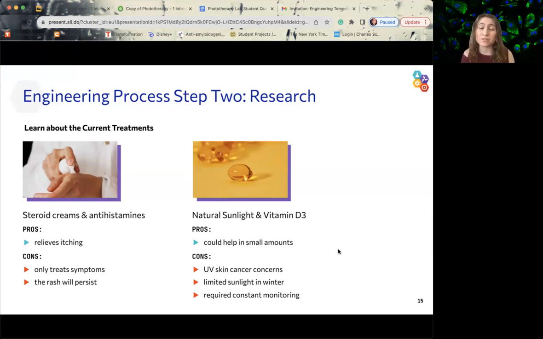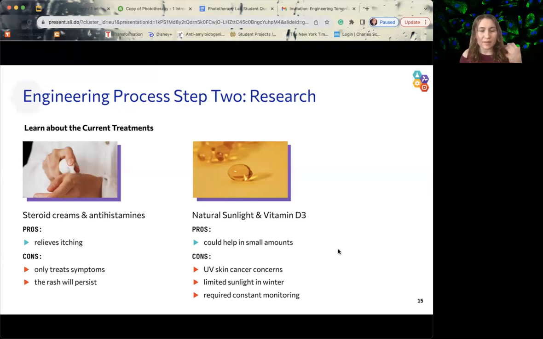Then you could get into natural sunlight and vitamin D3 as a potential option, which helps in small amounts, but there's quite a few cons associated with this. First of all, if you're out in the sun a lot, you could get UV skin cancer concerns. What's interesting about Grover's disease is that if you're exposed to too much UV light, you can actually make the condition worse.